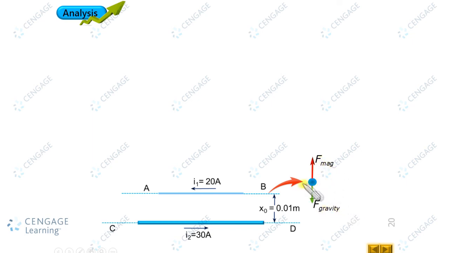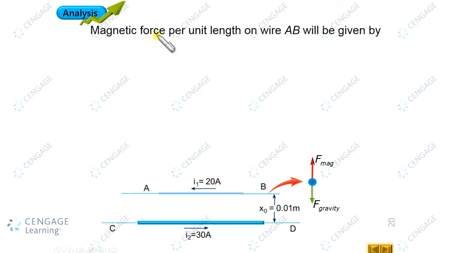Initially, F magnetic should be equal to F gravity because this wire is in equilibrium position. We know the magnetic force acting on this wire AB per unit length is given by the relation F magnetic equals mu naught divided by 2 pi, I1 I2 divided by x. X is the separation between these two wires at any time.